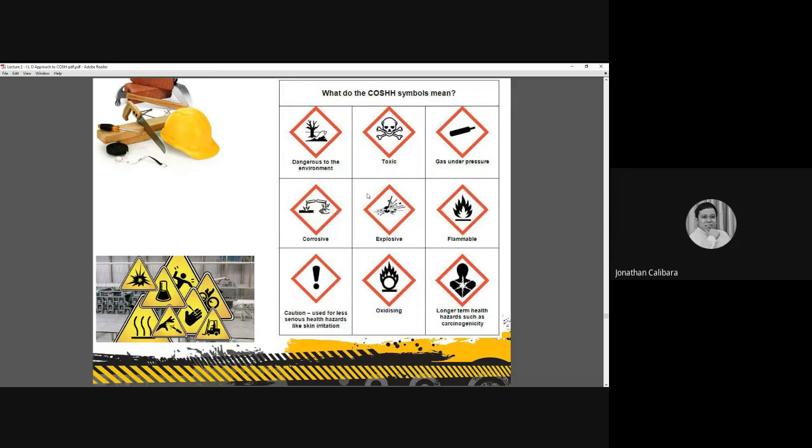Next, Article 29, fire precautions. Fire precautions is simply how to respond quickly and combat efficiently any fire that can cause damage to structures and cause loss of life.